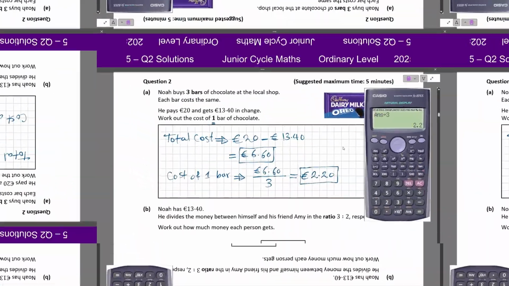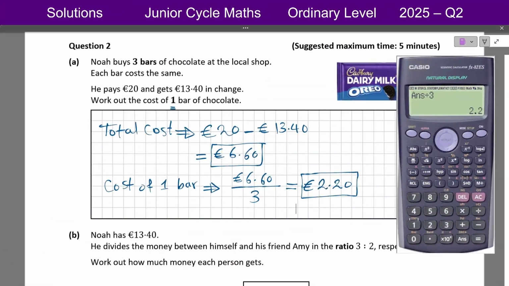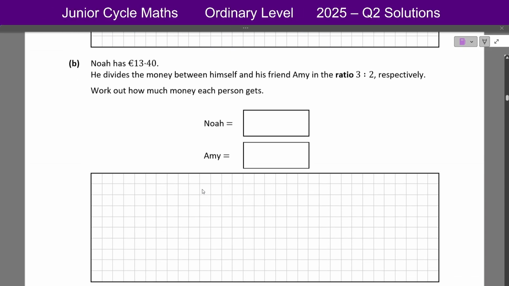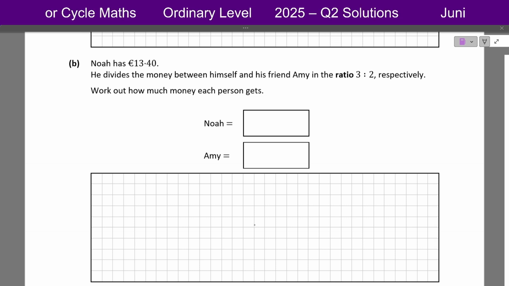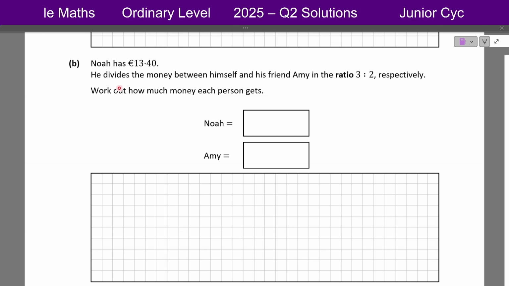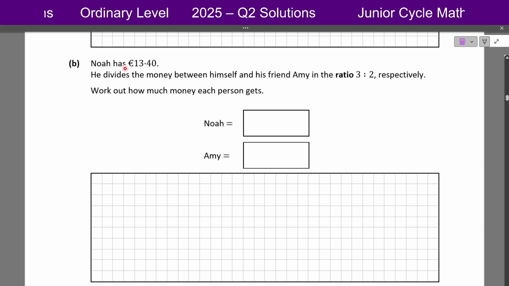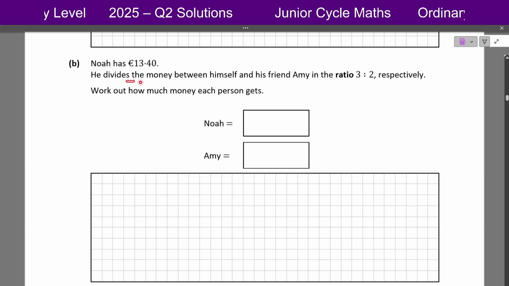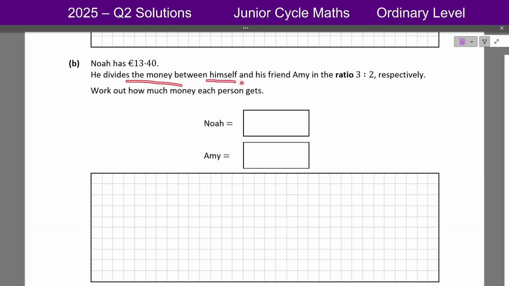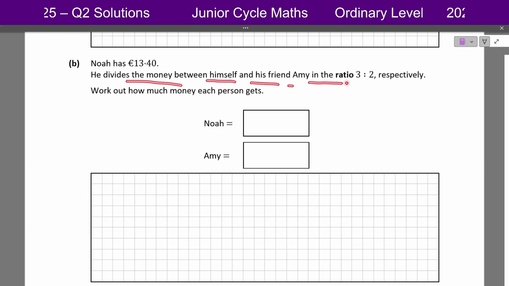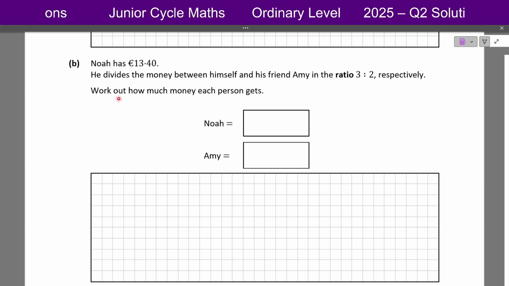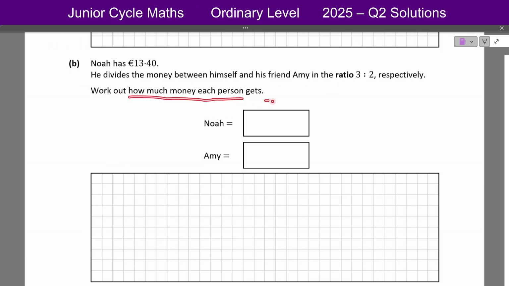And now let's move on to part 2 here. It says that Noah now has 13 euros and 40 cents, and he divides the money between himself and his friend Amy in the ratio of 3 to 2. We need to work out how much money each person gets.